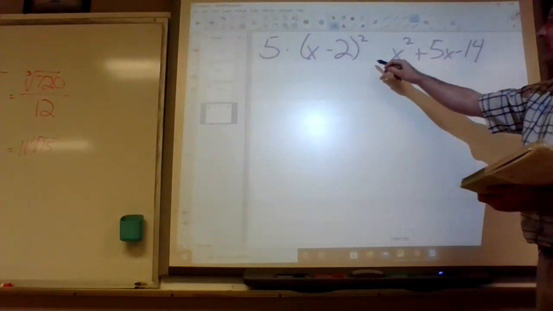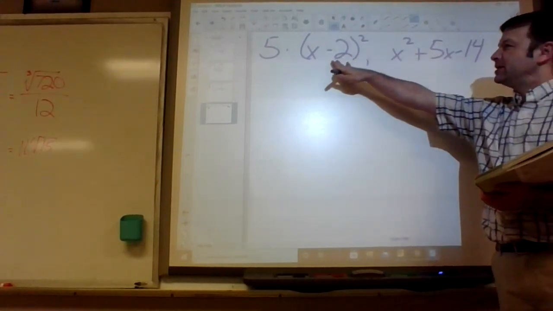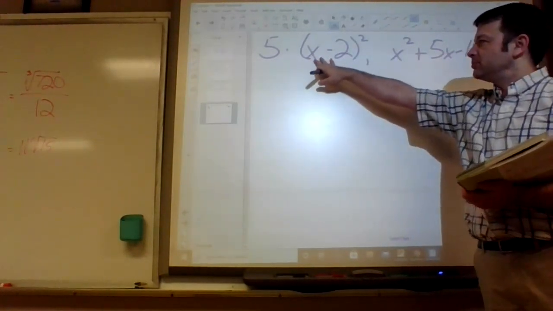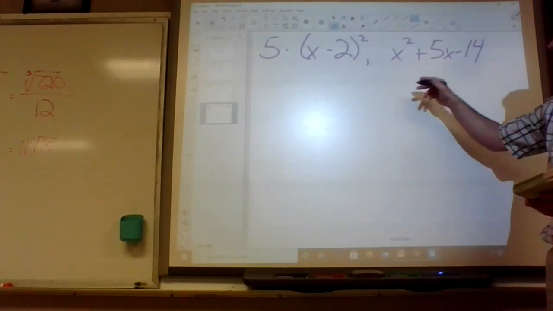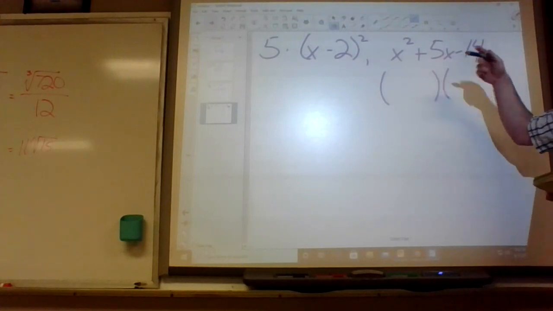So on this one, do they have anything in common? Well, this left thing, x minus 2, doesn't break down anymore, but what can we do to this right thing over here? You can factor. What goes into negative 14 that adds up to 5?